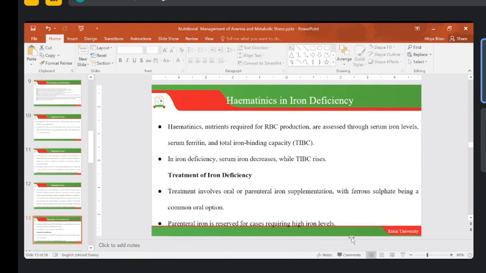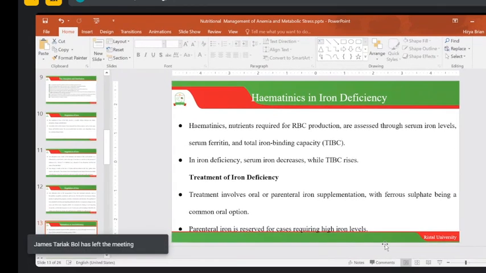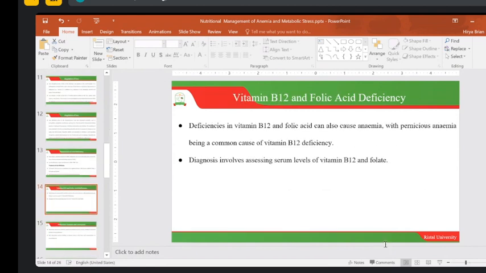For the treatment of iron deficiency, treatment involves oral and parenteral supplementation. When we talk of parenteral, I hope you remember that we are putting nutrients directly into the blood vessels, I should say in the veins to be more specific, with ferrous sulfate being the common oral option. Then parenteral iron is reserved for cases requiring high iron levels.